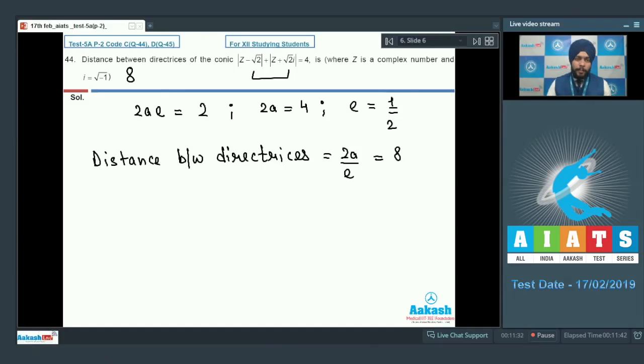This particular question is simply based on the property that if we shift the ellipse or we tilt the ellipse, the distances between 2 points or the distances between 2 lines do not change. A very, very simple concept. Okay. So let us move on to question number 45.